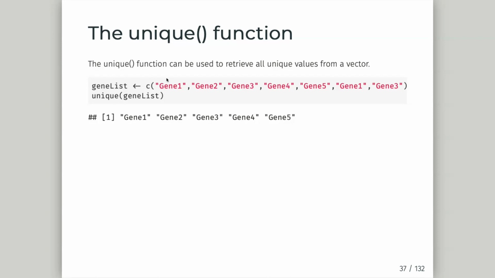One way to do that is to take a vector. Here I've got gene 1, 2, 3, 4, 5, 1, and 3 again. If I just want to know the unique values in that, I can use this unique function, and it's going to give them back to me. I think it gives them back in the order they appeared in that vector. So gene 1, gene 2, gene 3, gene 4.